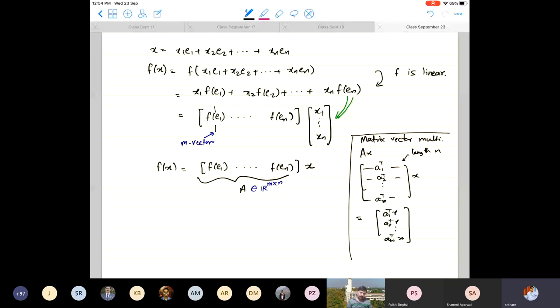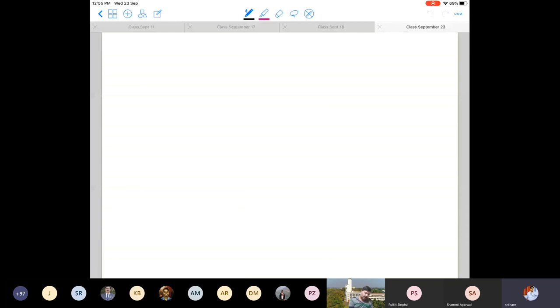But there is another way of looking at this matrix vector multiplication. So what is that interesting way of looking at matrix vector multiplication? So this A1 transpose x, A2 transpose x, A3 transpose x, what do we really get? So you have A11, A12 up to A1n, A21, A22 up to A2n.